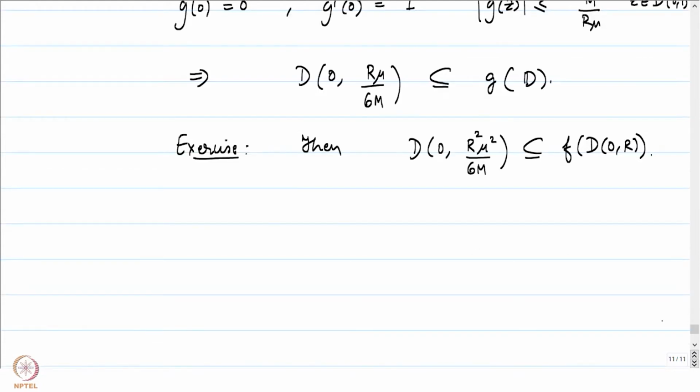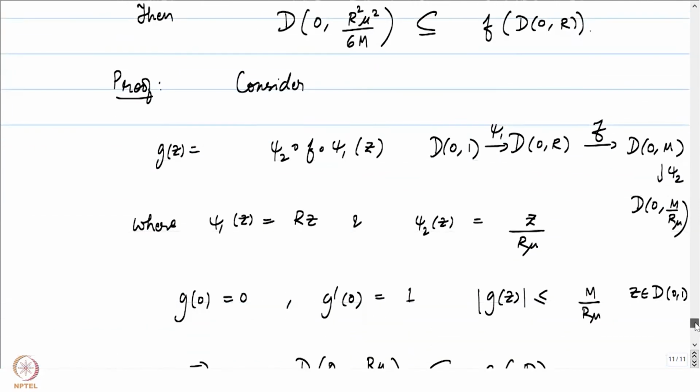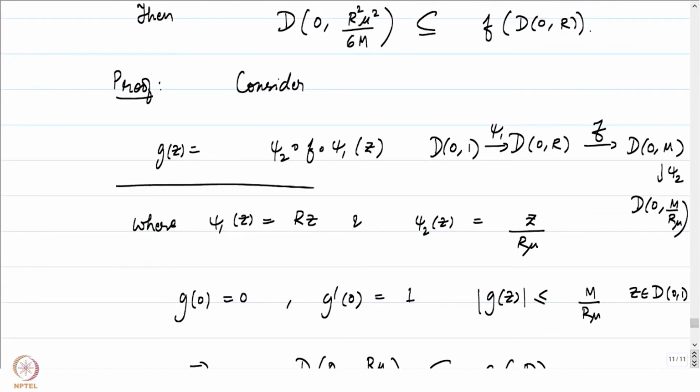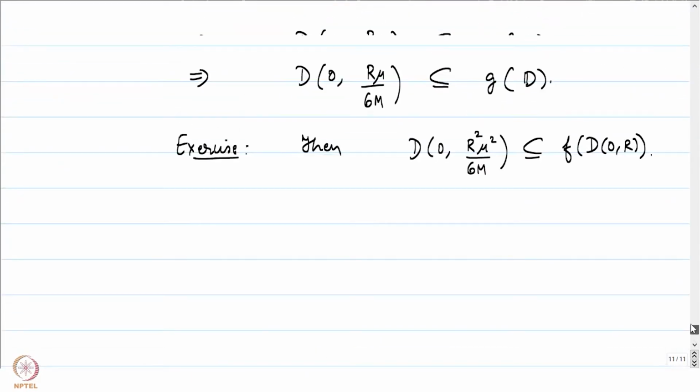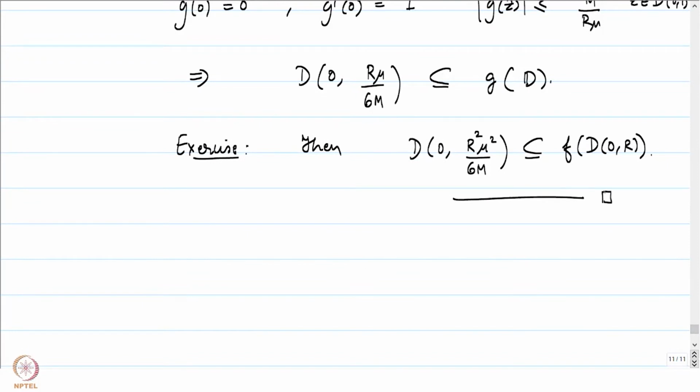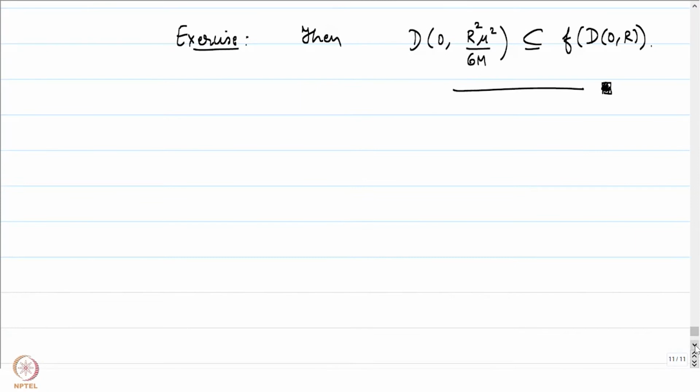Notice that if you translate whatever we have concluded here for g by using the definition of g and f here, then we will be able to conclude what we wanted to conclude in the exercise, and that will complete our result. All right, let's now prove Bloch's theorem, which is in slightly more generality.